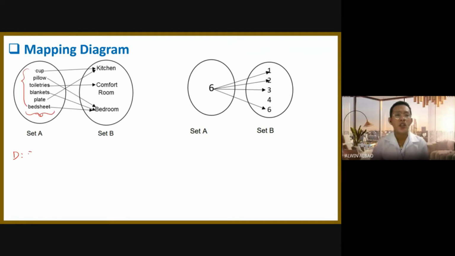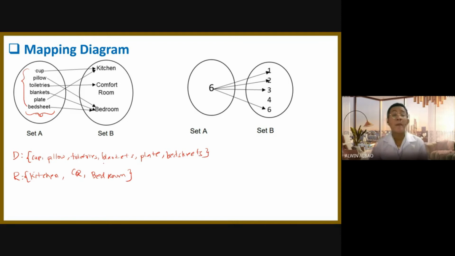Okay, so our domain: we have cup, pillow, toiletries, blankets, plate, and bedsheet. So this is our domain. Now, our range: we have kitchen, next is comfort room, next is bedroom.